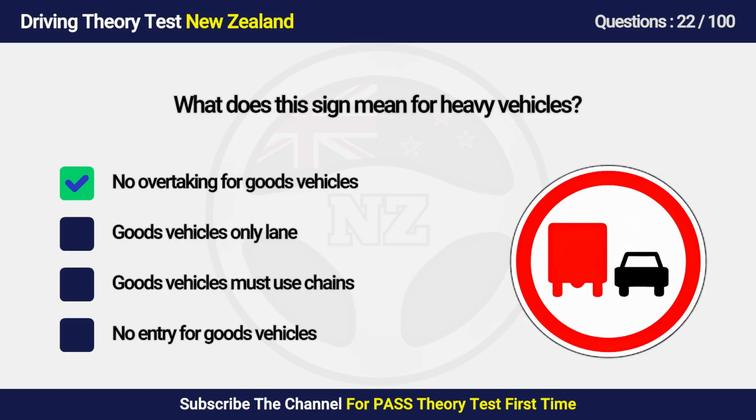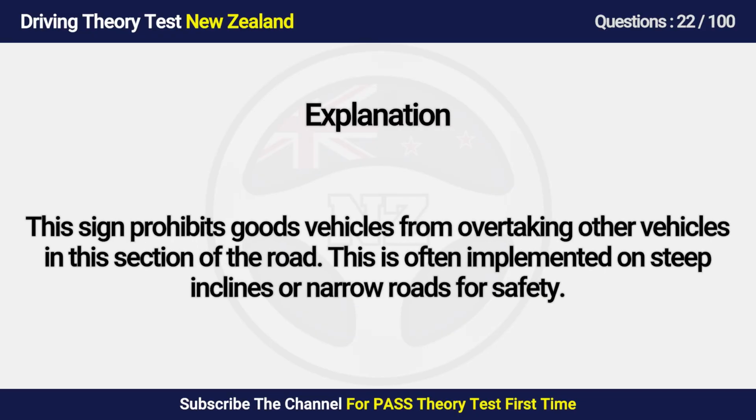Answers is A. No overtaking for goods vehicles. This sign prohibits goods vehicles from overtaking other vehicles in this section of the road. This is often implemented on steep inclines or narrow roads for safety.